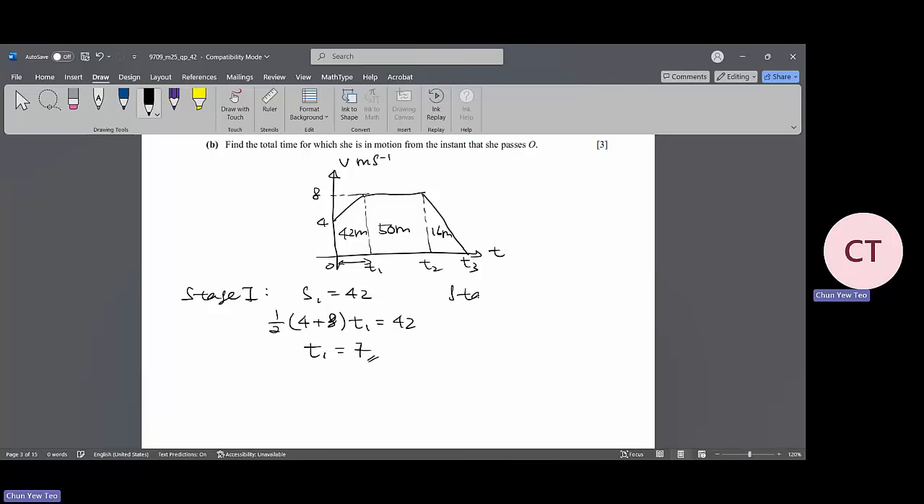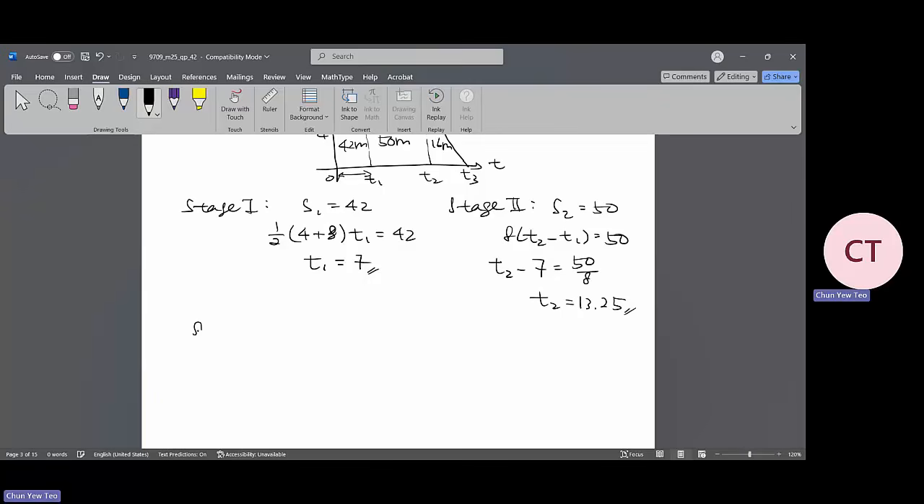Okay, so now stage number 2. Your S2 is equal to 50. This is the area of a rectangle. Area of rectangle will be 8 multiplied by T2 minus T1 is equal to 50. We are focusing on this stage right now, so the shape over here is a rectangle. We already know that D1 is 7, and this one is 50 over 8. So you can find that D2 is 7 plus 50 over 8, so you get 13.25. That is your D2.